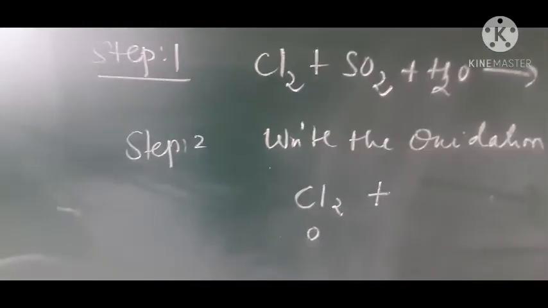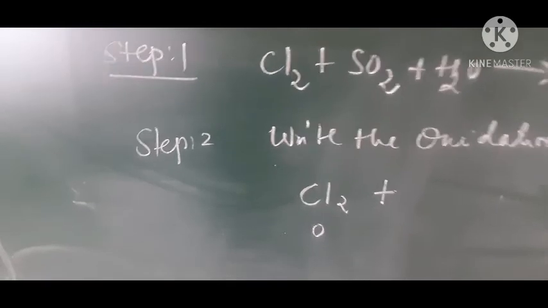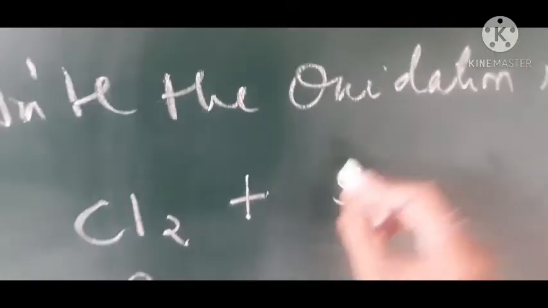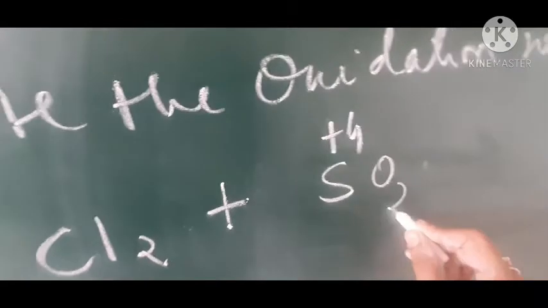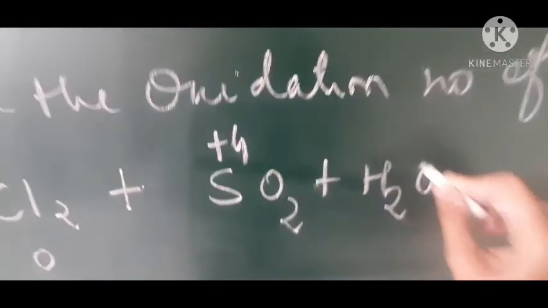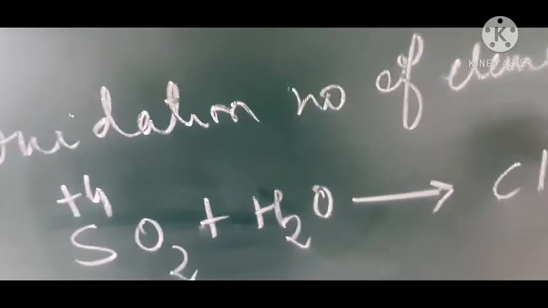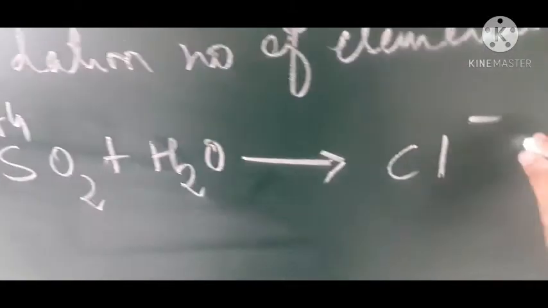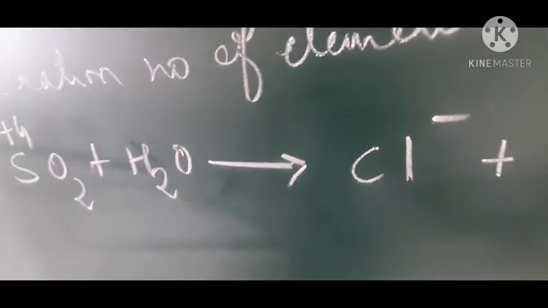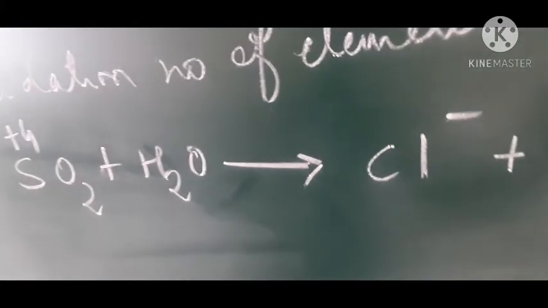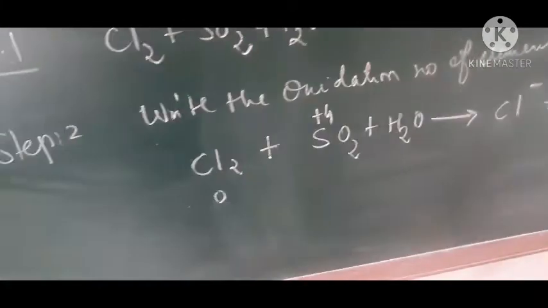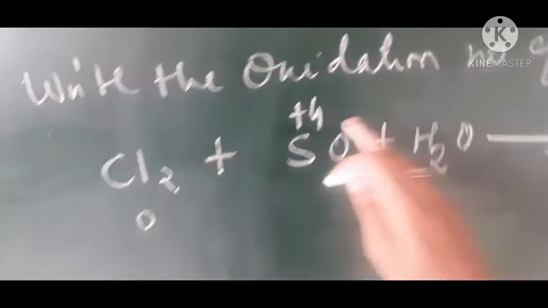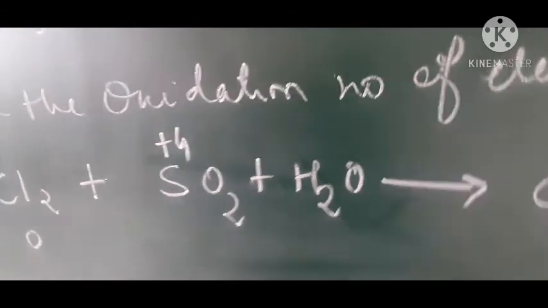Now sulfur dioxide, SO2: oxygen is having minus 2, so 2 minus 2, here sulfur has oxidation number plus 4, plus H2O, which gives Cl minus charge. So the oxidation number is minus 1 over here, plus SO4 2 minus, so here we have plus 4. So what we can see over here is plus 6, because the 2 minus charge is there.